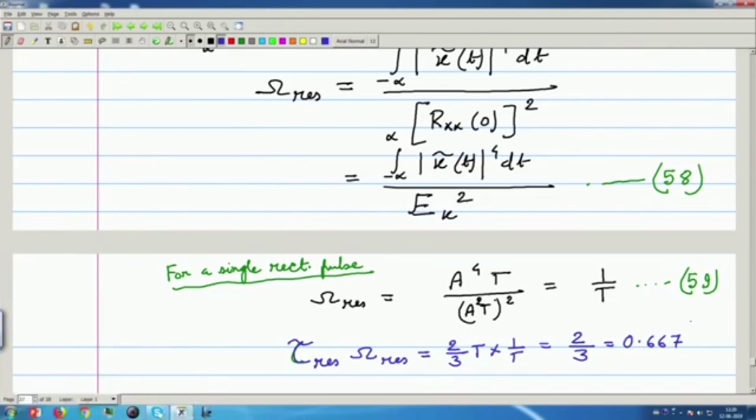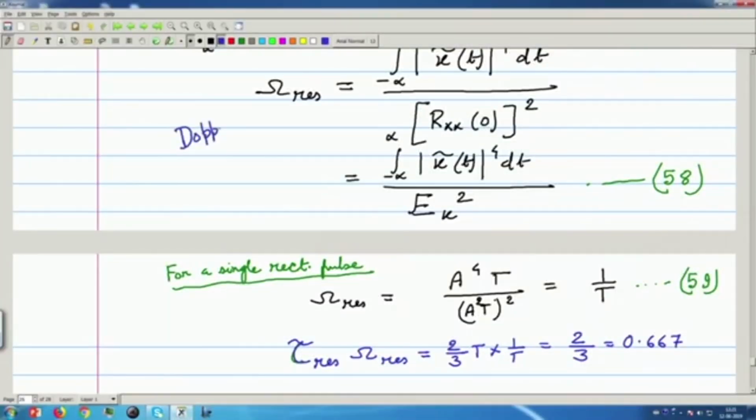So today what we have seen? We have seen two important concepts in resolution. One is the delay resolution constant and another is the Doppler resolution constant. If we know the expression for any transmitted waveform, we can find these two things, and these actually determine the resolution of the radar detection. Thank you.